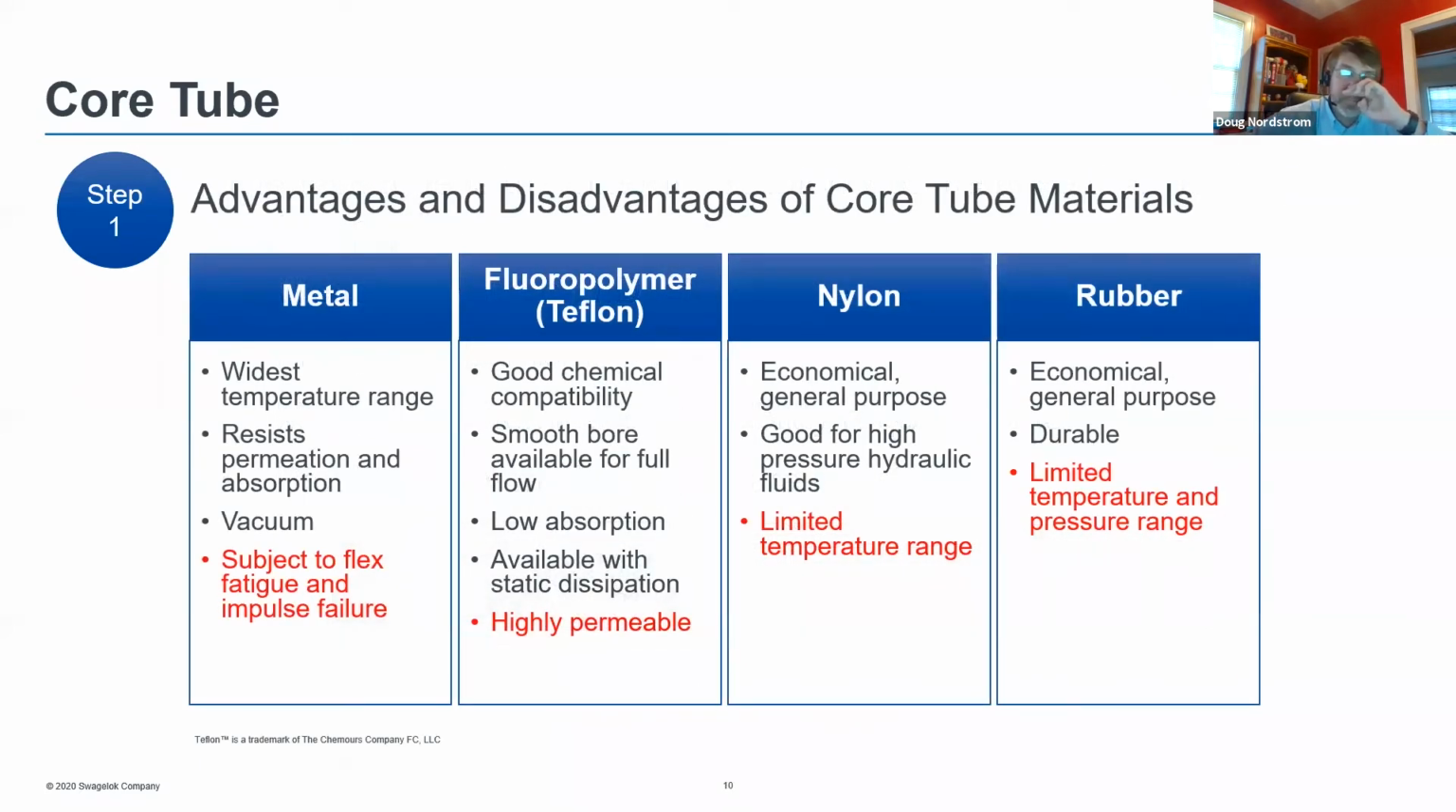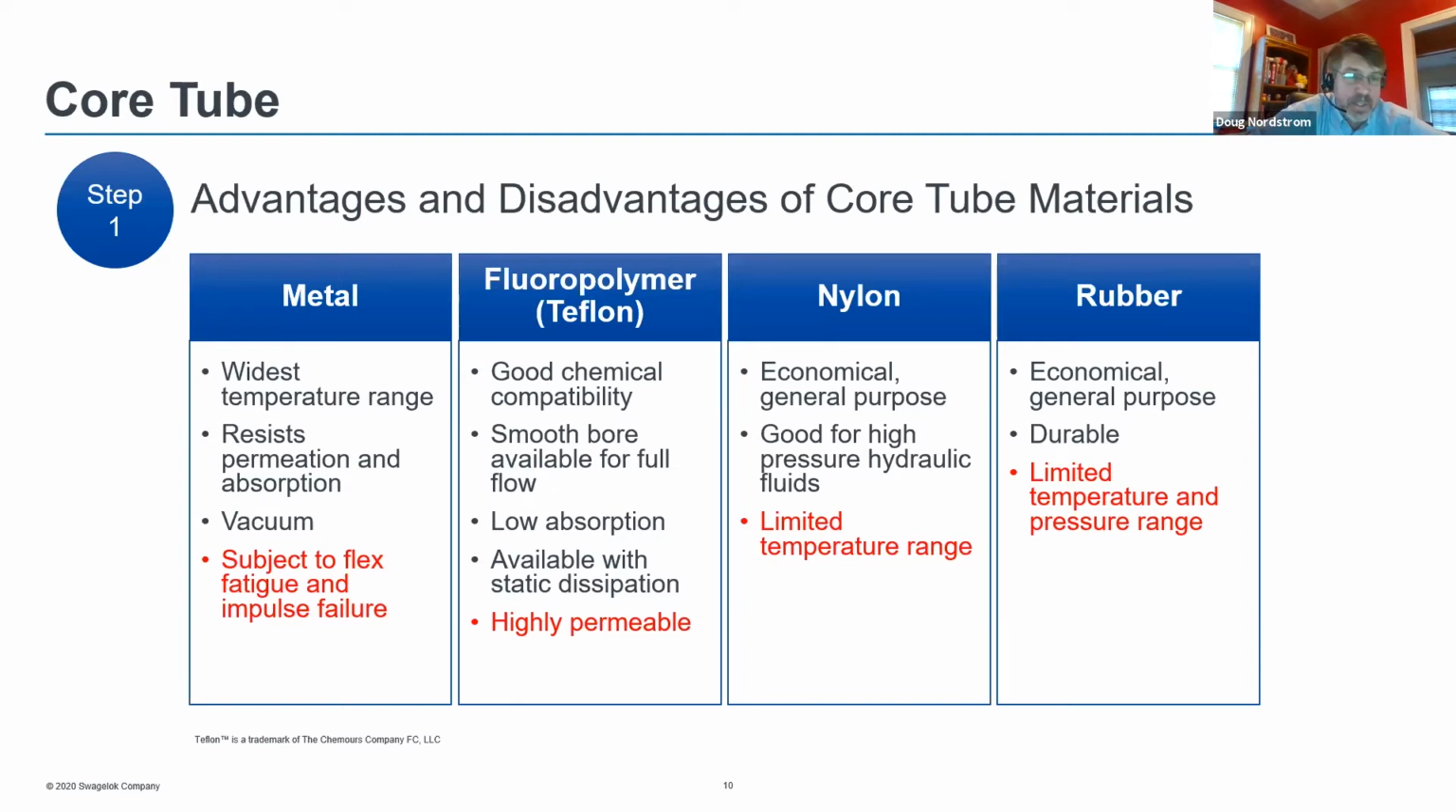So reviewing those same 4, some quick advantages and disadvantages. We start on the left with a metal core hose. The 3 reasons we see metal core hoses used are, first, wide temperature range. Of course, most of the time this is 316 stainless steel, and it's going to be rated up into the 400-ish or higher degrees Celsius, 800 degrees Fahrenheit, because metal stays a strong material throughout a wide temperature range.